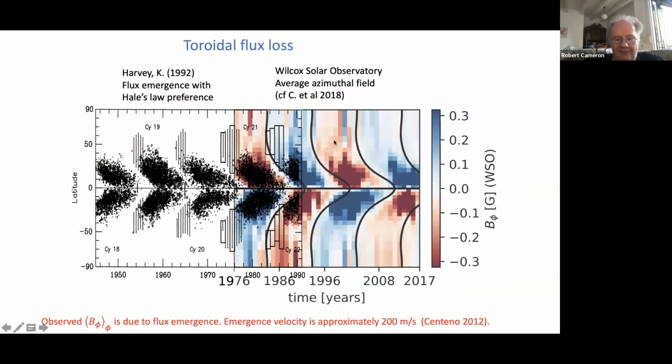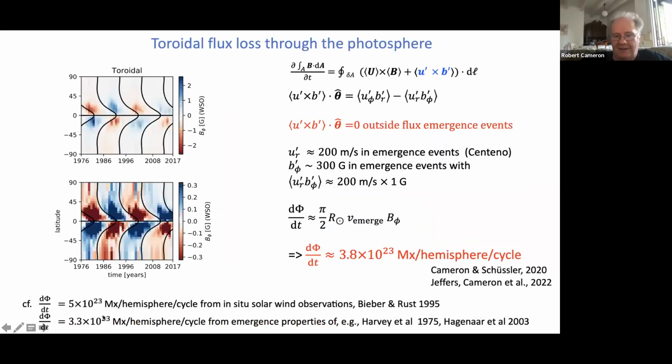And this is a good thing, because now we can measure flux emergence as it's happening. We know the average velocity from measurements using Hinode, for example. You can measure the velocity of these loop tops as they emerge through the solar surface. So therefore, we can calculate the amount of toroidal flux which is lost. And this is a simple calculation.